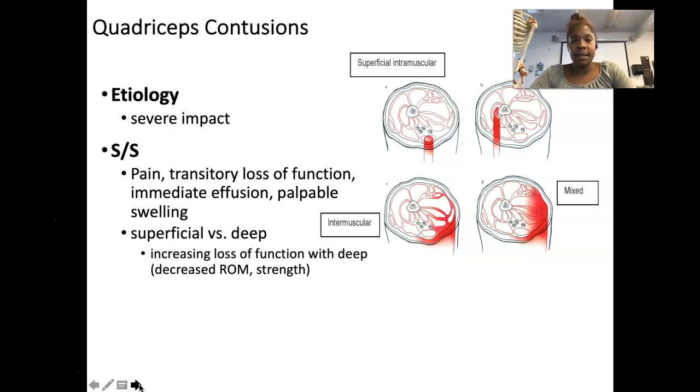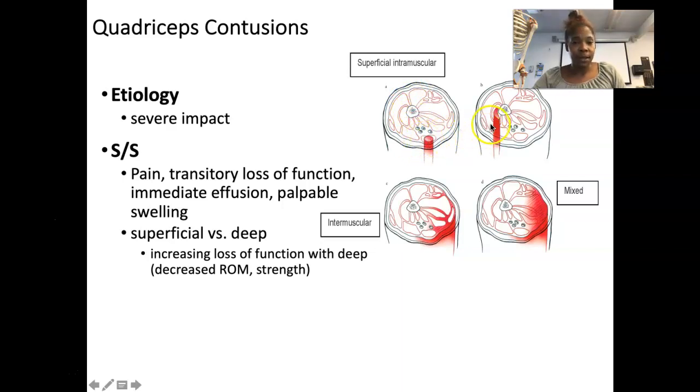But one of the things that I didn't know as a student in an athletic training program was that quadriceps contusions, just like strains, actually have grades, right? So grades of injury. I want to alert you to the most common types of grades that occur when someone has a contusion. The most common type of quadriceps contusion is a superficial intramuscular contusion. So you can see that the contusion is happening within the actual muscle itself, right?